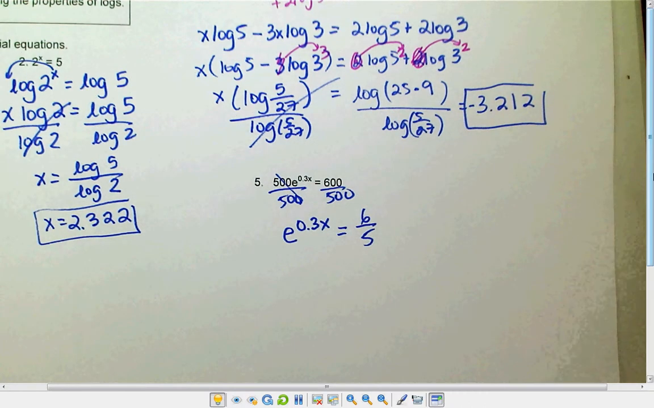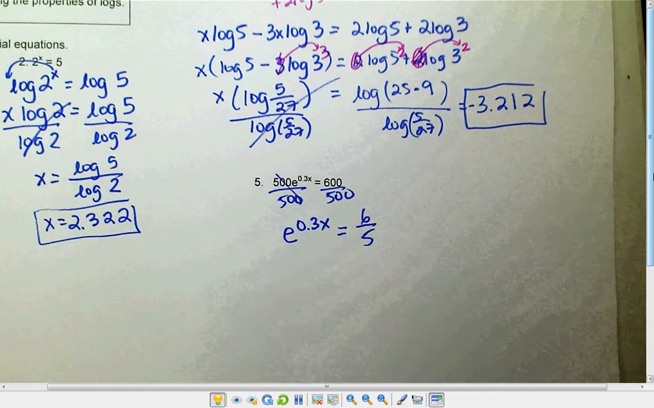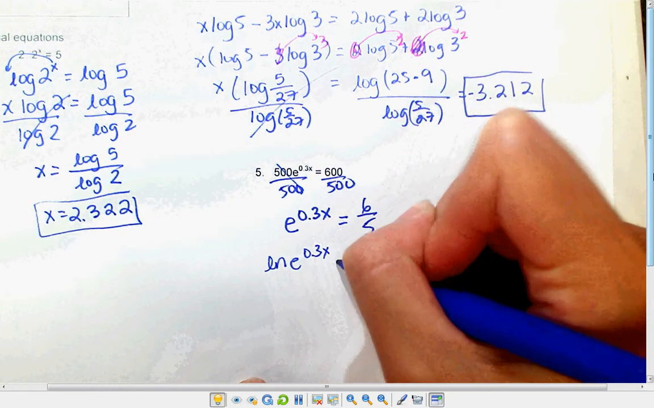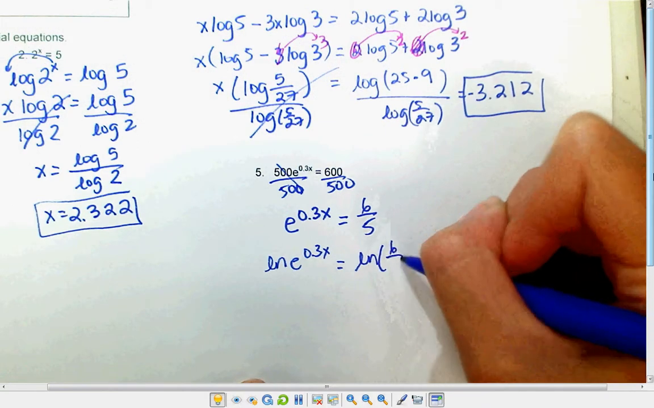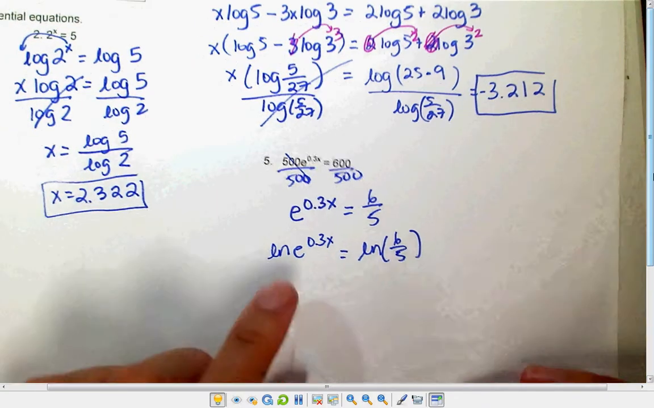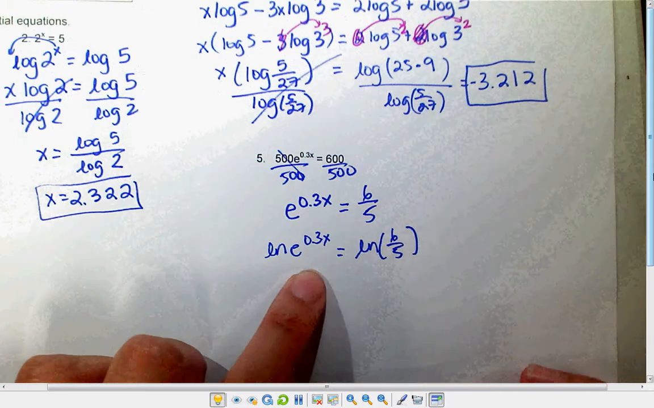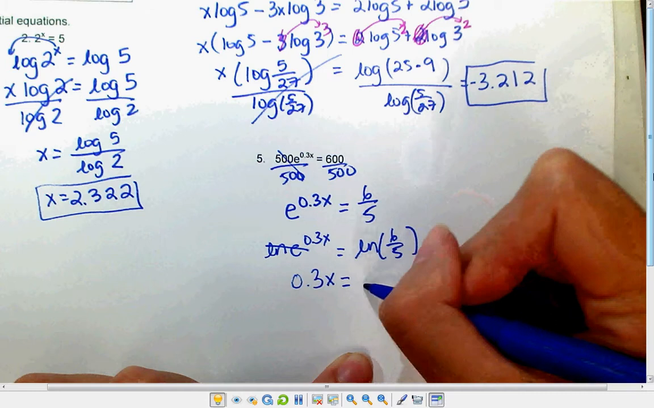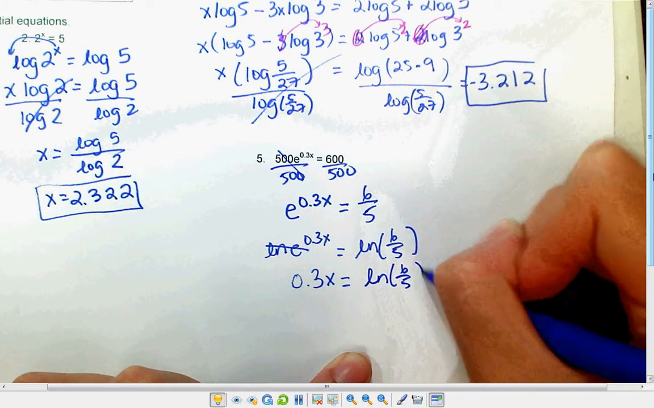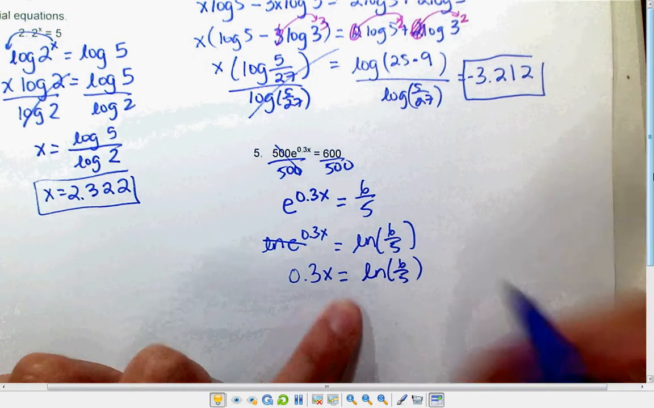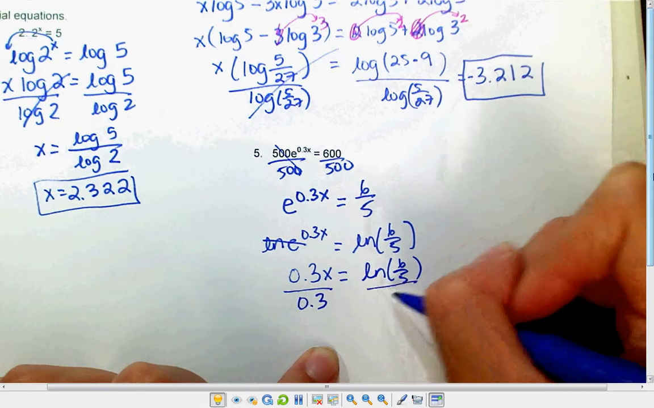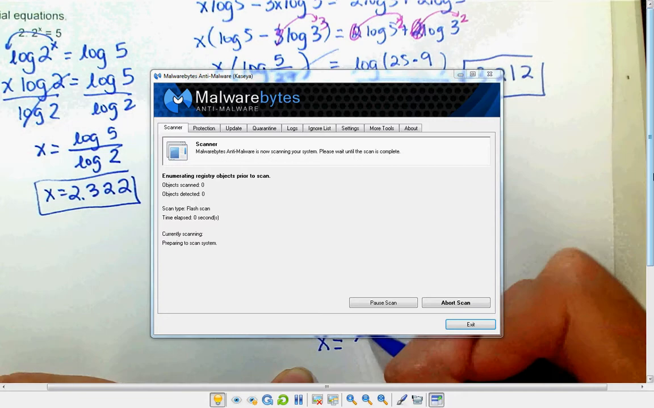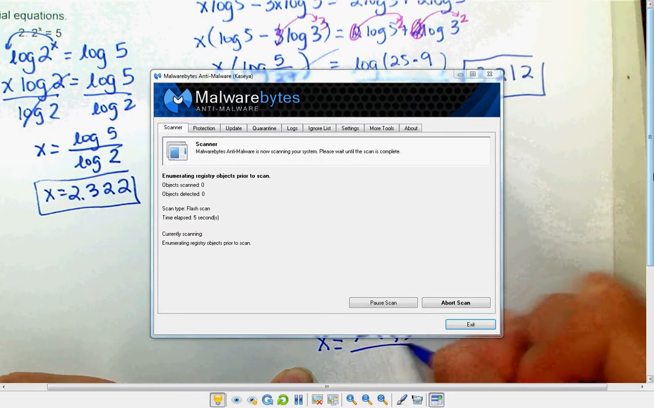And now, since we have an e, instead of using log, we're going to actually use ln. So we're going to take ln of both sides, the natural log of both sides. And when I take the natural log here, my natural log and my e cancel each other out to give you 0.3x. And this is ln of 6 over 5. And now to get x by itself, this is very simple. We just divide. And we're going to have natural log of 6 over 5 divided by 0.3.